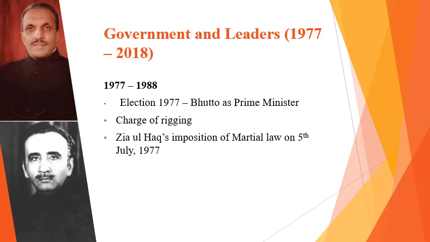Now the last topic, government and leaders from 1977 till 2018. The 1977 election was conducted by Zulfikar Ali Bhutto. Total seats 200. Out of 200, 154 seats were secured by the Pakistan People's Party, whereas 38 seats were achieved by the other parties, by the Pakistan National Alliance. Pakistan National Alliance, we can say nine parties. Nine parties, let me exemplify here.